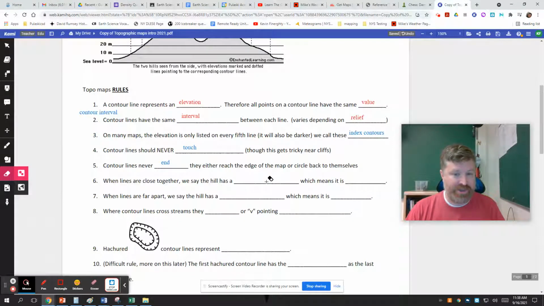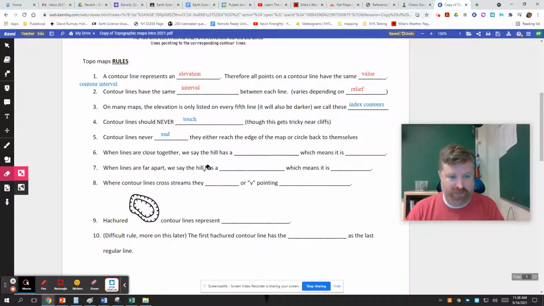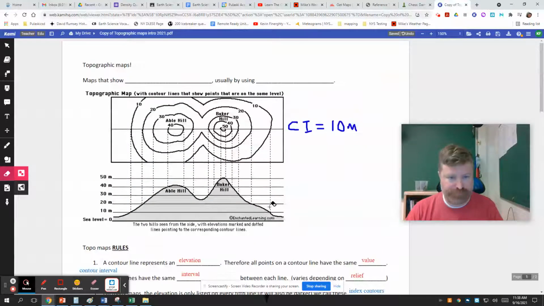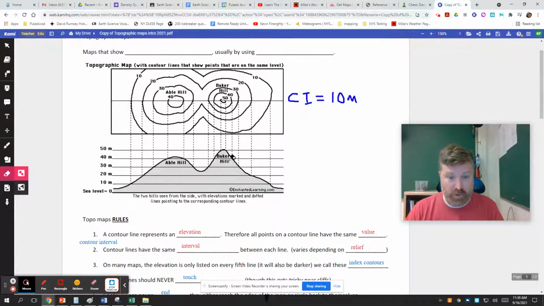Number 6 is when lines are close together, and number 7 is when lines are far apart. What does this mean? Over here, if there are lines that are close together, you're changing value quickly. So what does that mean if I'm changing value quickly, if the value is elevation? Or if the lines are far apart, like they might be over here, I'm changing value slowly as I move across our surface. So what does that mean?